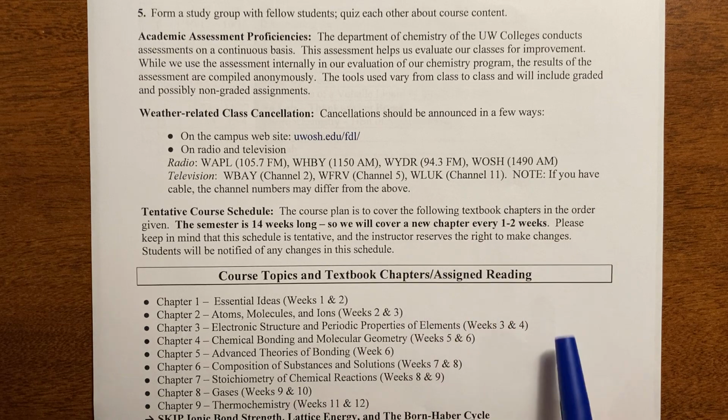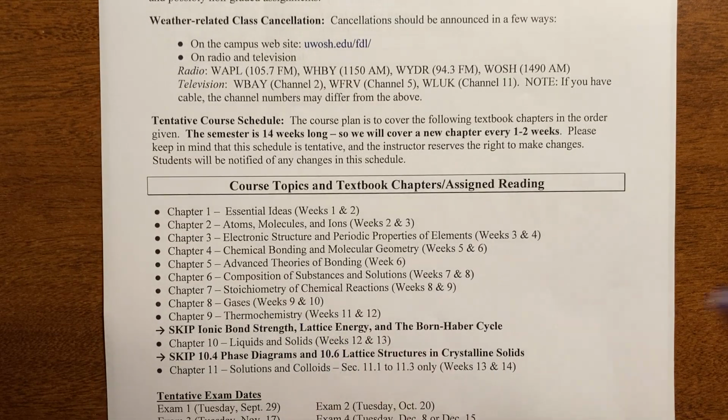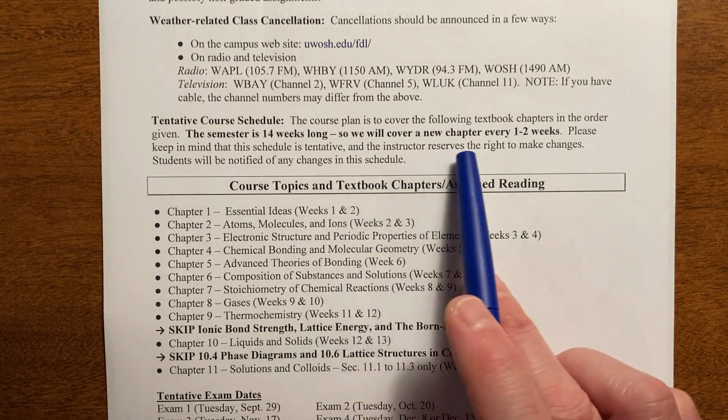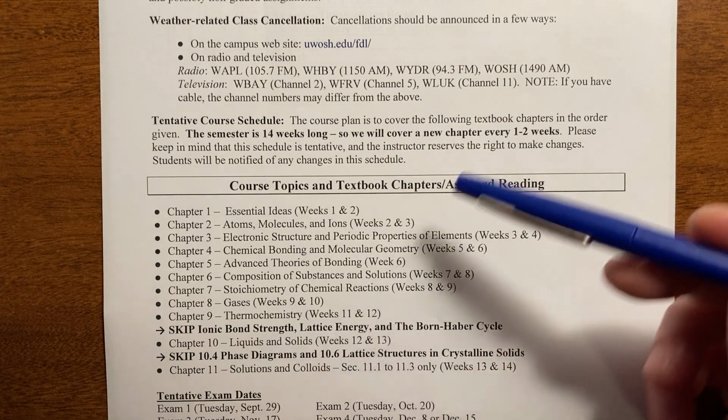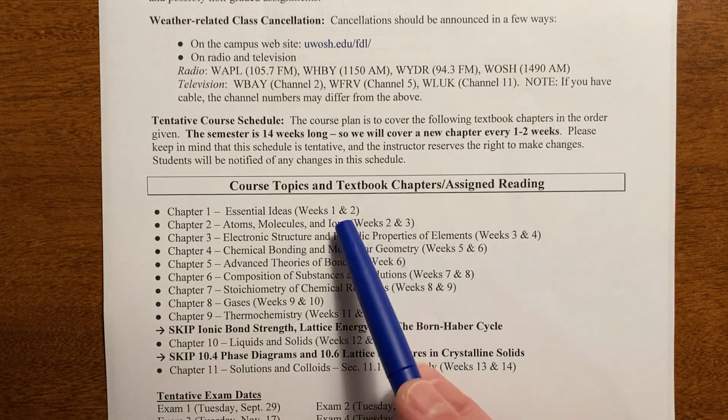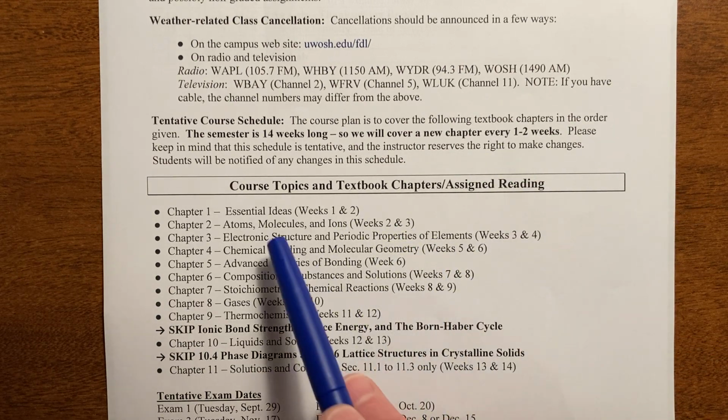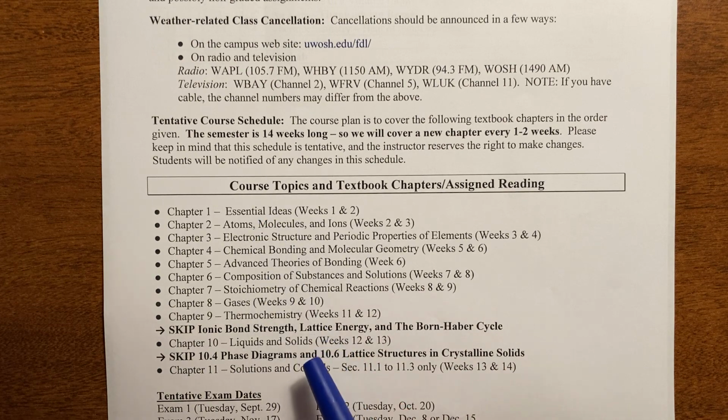Again, the course plan is to cover the following chapters in the order given. It's just a sequential order from 1 to 11. I'm skipping some parts of some of the chapters. We're going to cover probably a new chapter every 1 to 2 weeks. So again, this is an approximate schedule where I give you the weeks that I'm hoping to put lecture videos online, and then those weeks will have discussion worksheets that will be related to these topics.